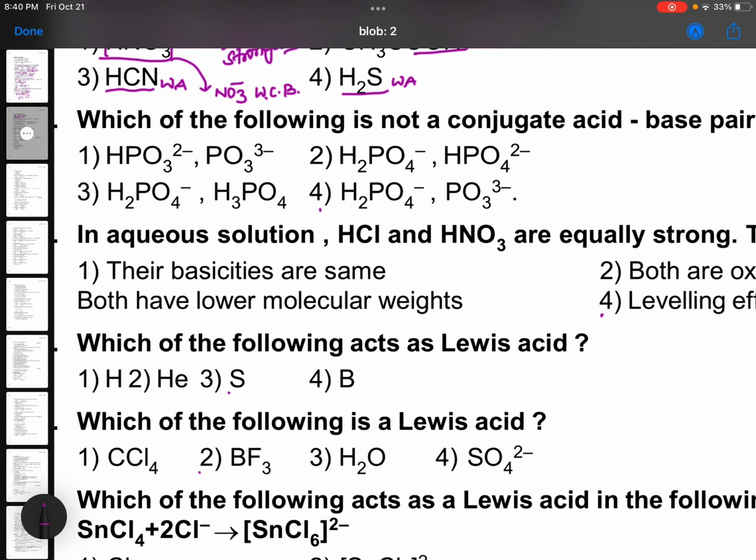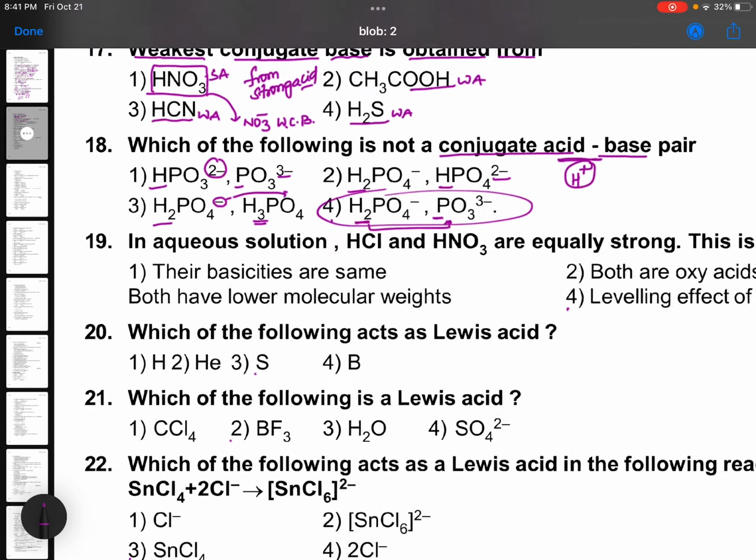Next question. Which of the following is not a conjugate acid base pair? To be conjugate acid base pair, there should be only one proton difference. Here, no hydrogen, charge increased. Two hydrogens, one hydrogen, charge increased. Two hydrogens, one hydrogen, charge decreased. Sorry, three hydrogens, so charge decreased. Here you see two hydrogens, no hydrogens. That means here two hydrogens are changed. Conjugate acid base pair means only one proton difference should be there. So this is your answer.